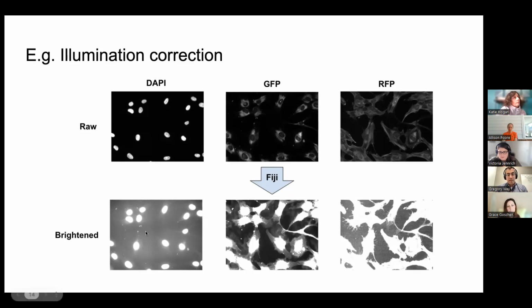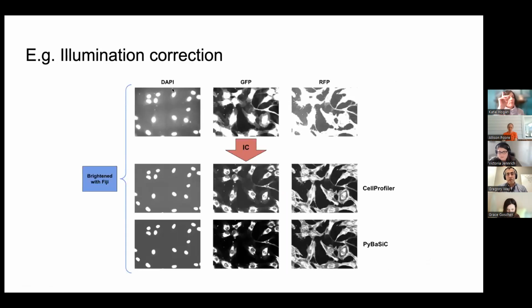If you brighten them, you can see these shadow effects around the cells. Even in the RFP channel, it looks like there's white noise, almost like an old television set that's not tuned to a particular channel, in the background. We want to adjust for that. So we perform a procedure called illumination correction, or IC, to adjust for these types of background artifacts that we can't necessarily see by eye.